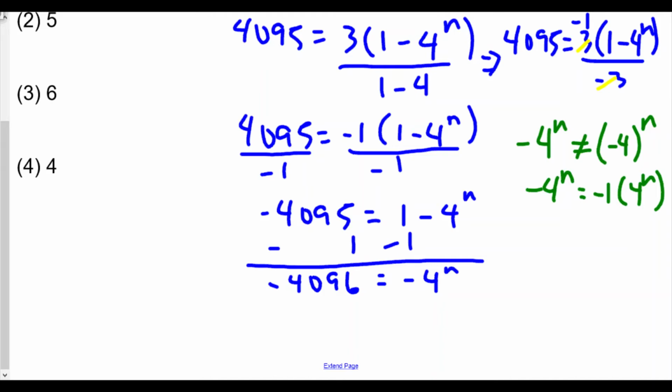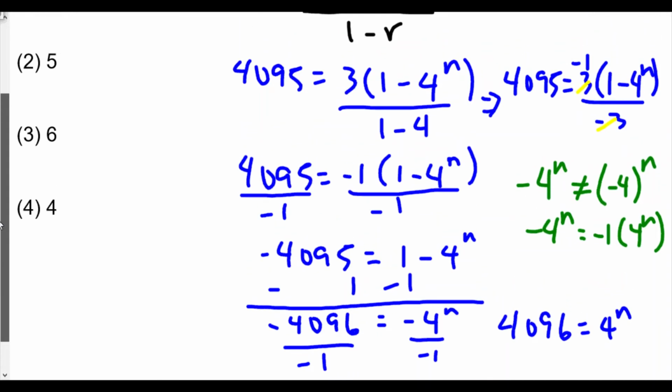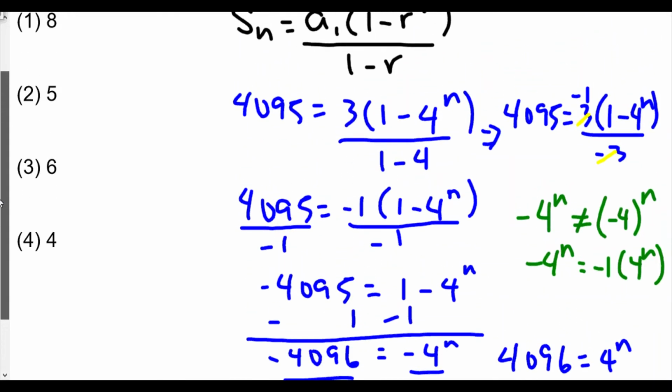Okay, so we're gonna divide everything by negative 1. Now we have 4096 equals 4 to the nth power. Now, what we could do in this case is guess and check with our calculator. Going back here, we have choices of 4, 5, 6, and 8. Which one, 4 to what power of these will equal 4096?